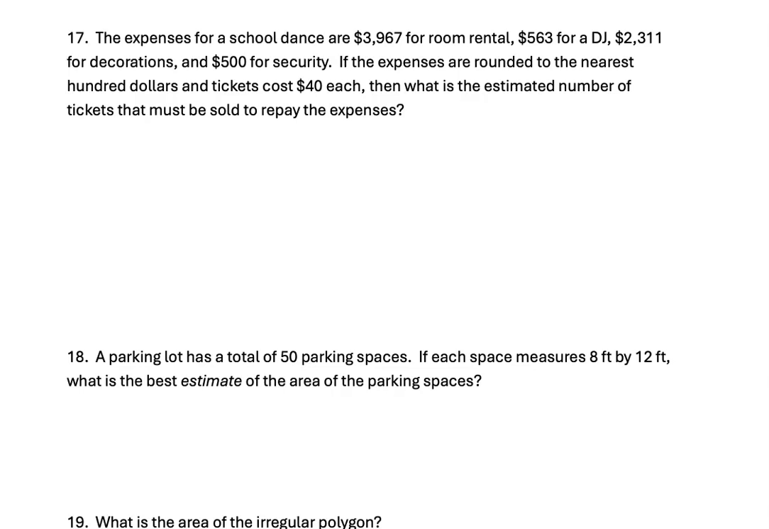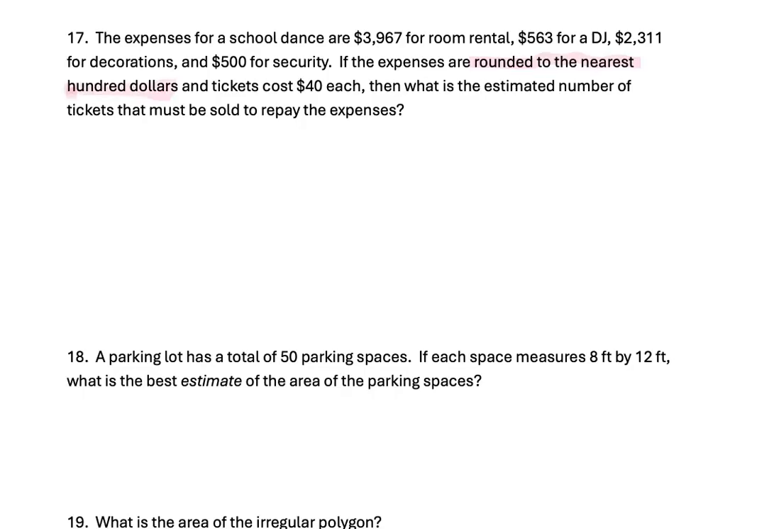Continuing on, number 17 says the expenses for a school dance are as follows. Okay, and so we've got a room rental, a DJ, decorations, and security. If the expenses are rounded to the nearest $100 and tickets cost $40 each, then what is the estimated number of tickets that must be sold to repay the expenses? So we're doing an estimate in this one. And in the problem, it tells us that these expenses are rounded to the nearest $100.